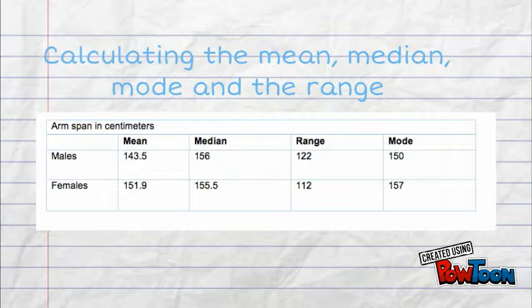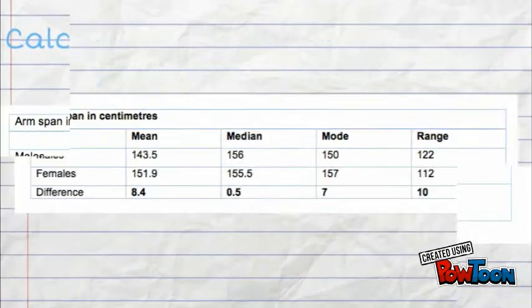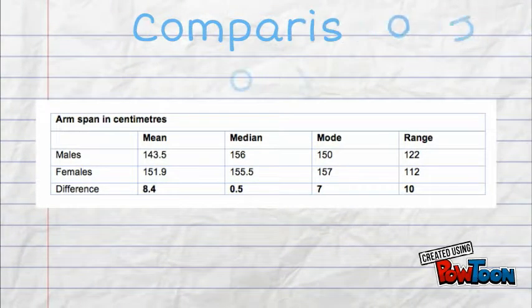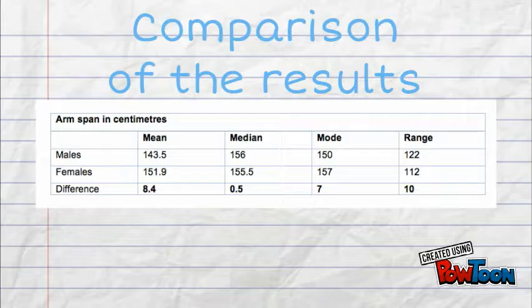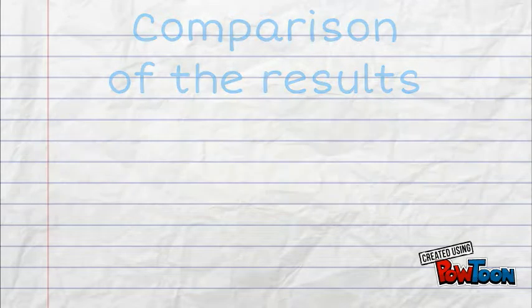I used Microsoft Excel to calculate the mean, median, range and mode for each gender. As you can see from the data here, this is a comparison of both males and females results, with a difference column at the bottom. This helped us come to conclusions and answer my initial question of which sex had the greatest length arm span.